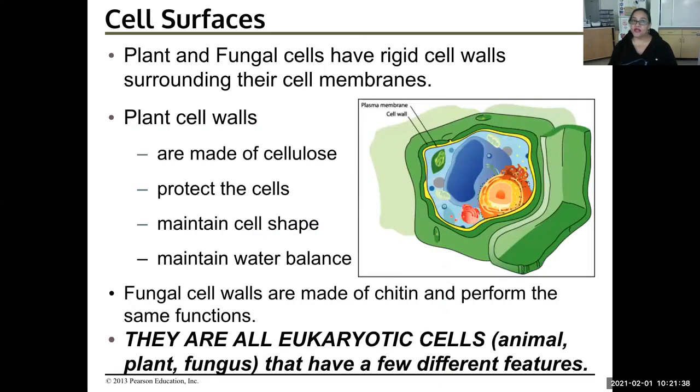Cell surfaces. Plant and fungal cells have rigid cell walls surrounding their cell membranes. Their cell walls are made of cellulose. Remember, anything ending in OSE is a sugar. It protects the cell, it maintains the cell's shape, and it maintains water balance. Plant cells have to retain a lot more water than our cells do. So that cell wall helps the water stay inside the cell and not seep out. Fungal cell walls are made of chitin, but they perform the same function.